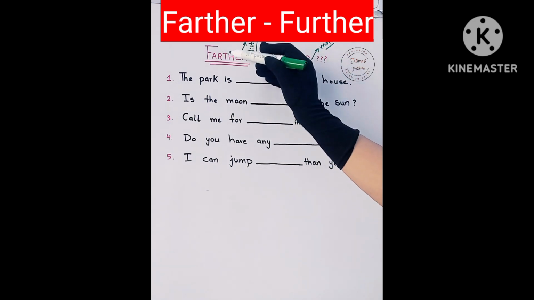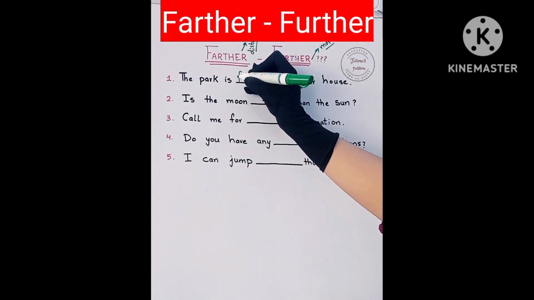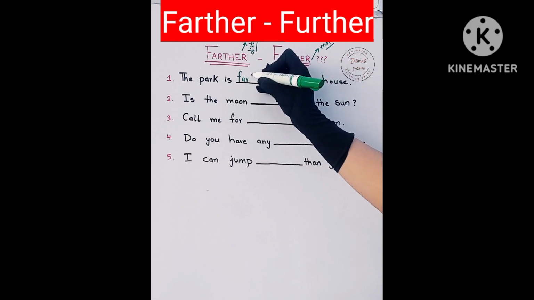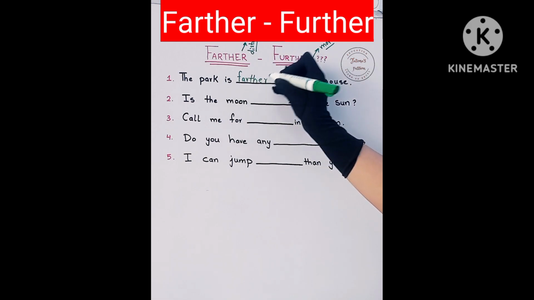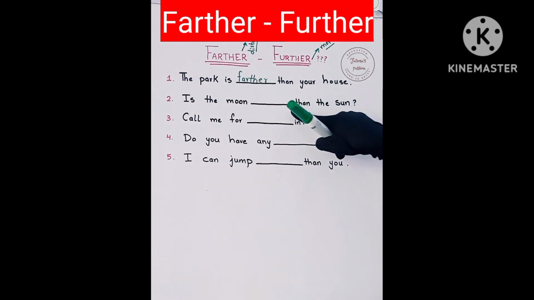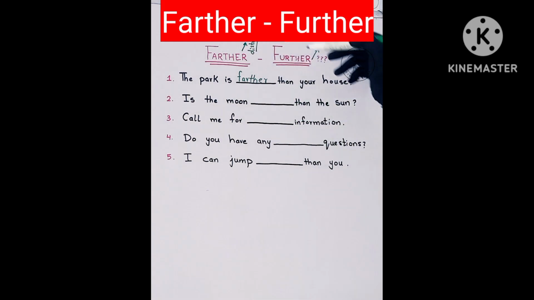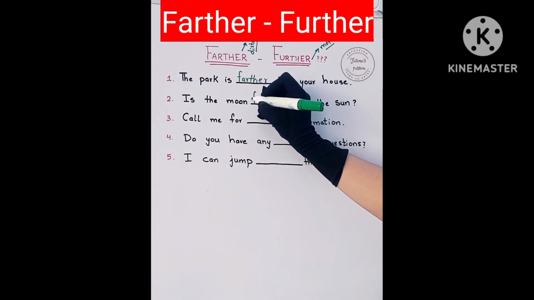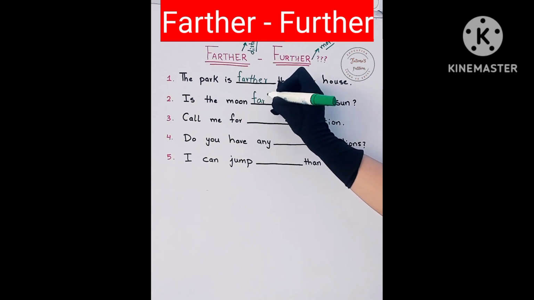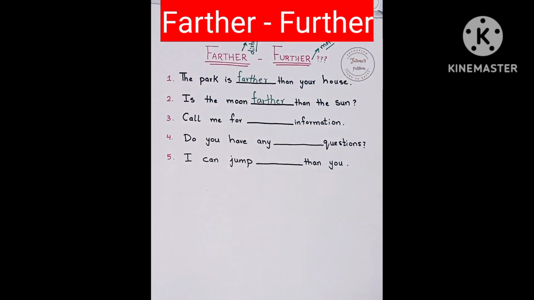Of course, it is not more than your house, so we will use farther because it is used for distance. Similarly, in the second sentence, is the moon dash than the sun? It is not more than the sun, so it is telling something about distance, farther.